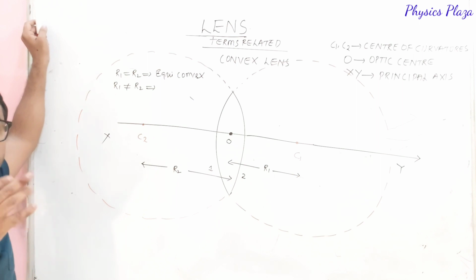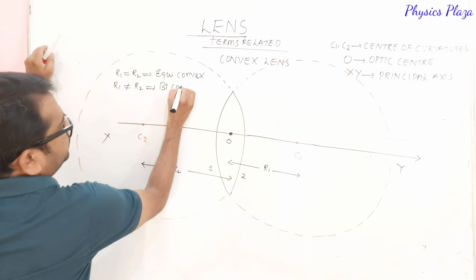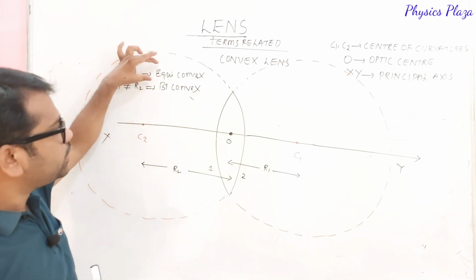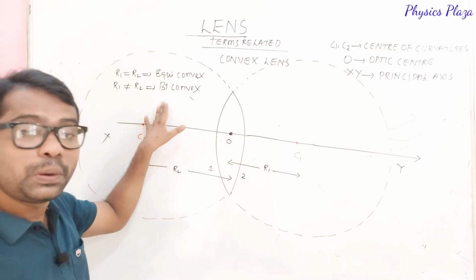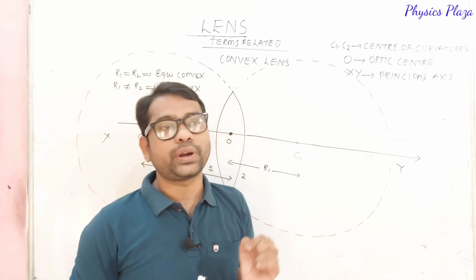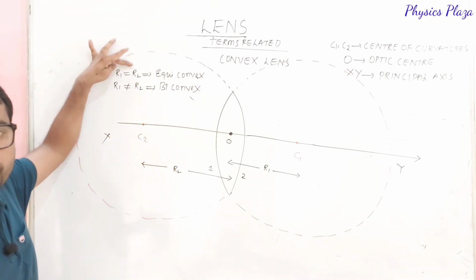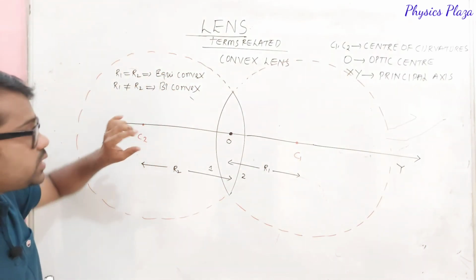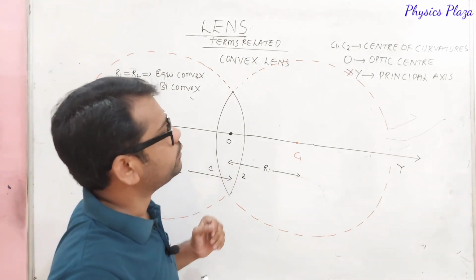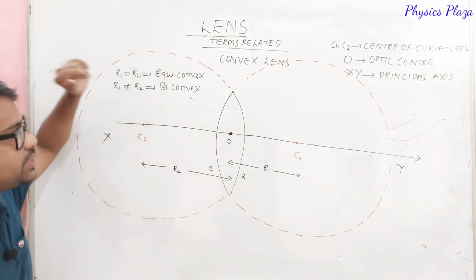Whereas, if the radii of curvature of the convex lens are not equal, then we call it a biconvex lens. Children, all equiconvex lenses are biconvex lenses, but all biconvex lenses are not equiconvex lenses. Very important. So, equiconvex lens is the convex lens whose radii of curvature are equal. Biconvex lens is the convex lens whose radii of curvature are not equal. So this is what equiconvex lens and biconvex lens are.